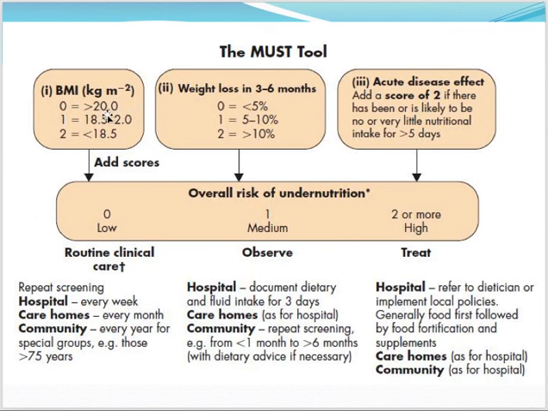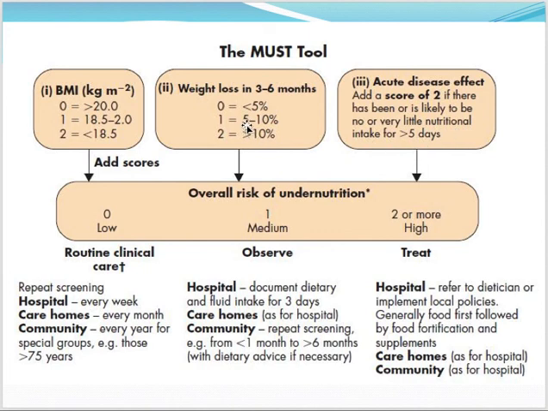So if someone has BMI greater than 20, zero score. But someone who has BMI less than 18.5, they will get two score. Someone who loses more than 10% of their body weight, two score. Less than 5%, zero score. And add a score of 2 if there has been or is likely to be no or very little nutritional intake for greater than 5 days.